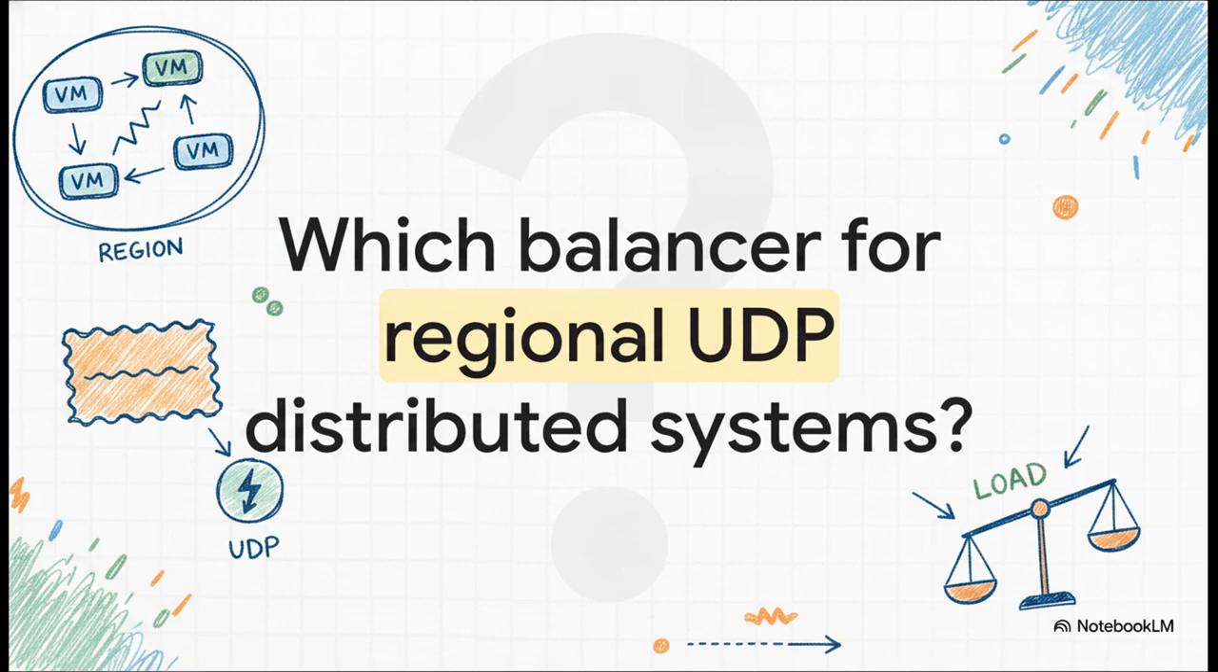Okay, here's a classic textbook scenario you might face on the exam. Listen carefully. You're deploying a distributed system. Messages are going to be passed between VMs in the same region using a reliable UDP protocol. You want the load balancer that best fits these exact requirements. Which one are you choosing?